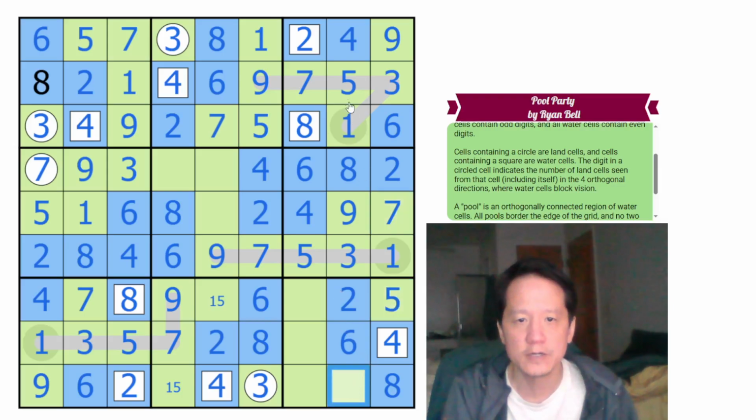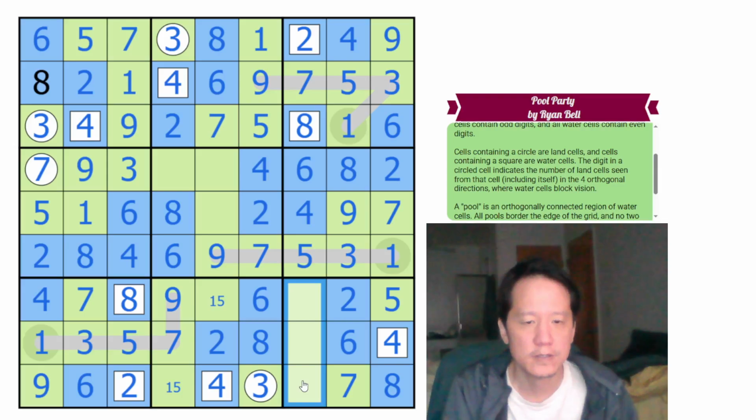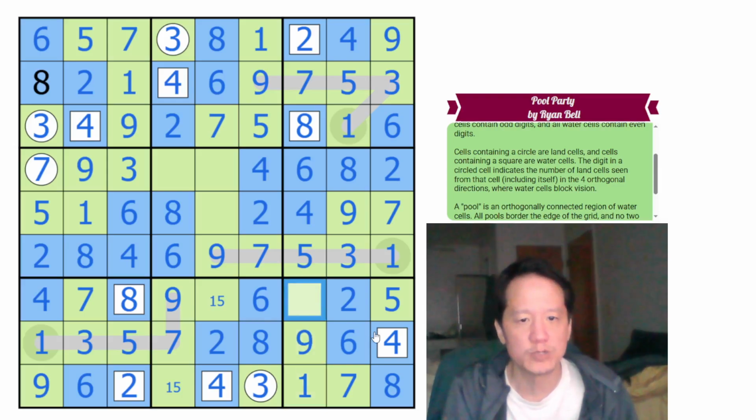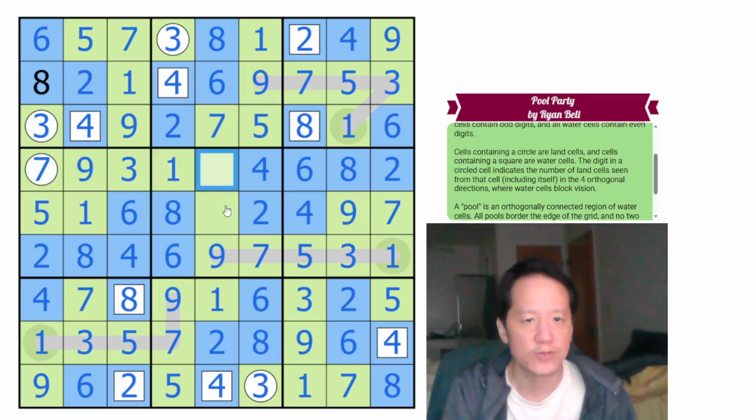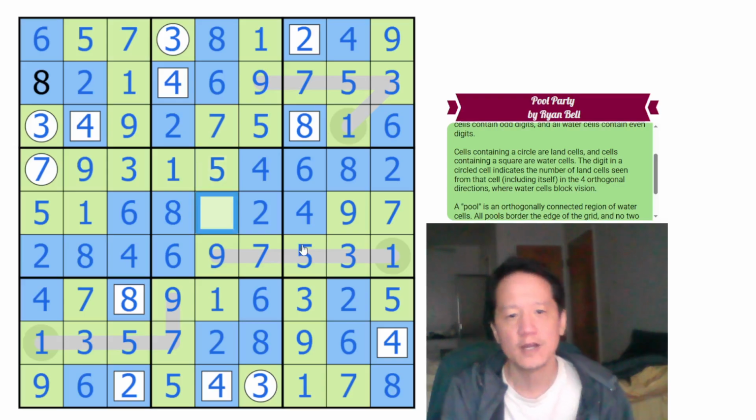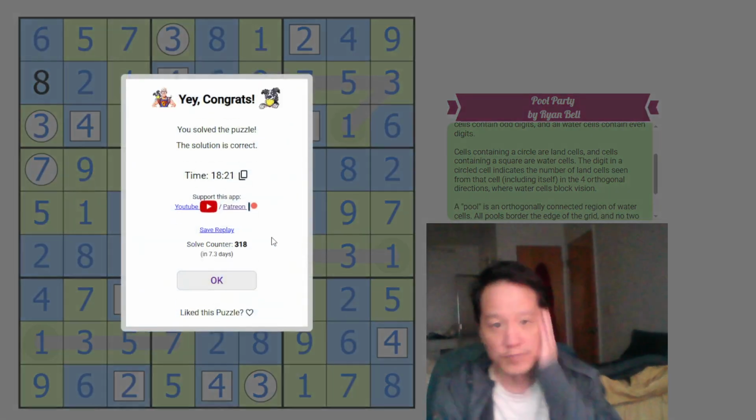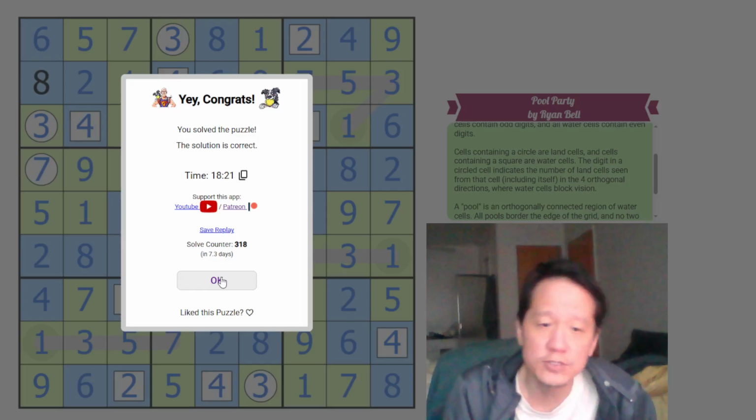Remaining digit here is a 7. Remaining digits here are 1, 3, and 9. But this can't be 3 or 9, so this is 1. This can't be 1 or 3, so this is 9, which makes that a 3. This 5 means this can't be 5, so this is 1, which makes that a 5. That leaves a 1 here, and then we have 5 and 3 remaining, which makes that a 5, and a 3 in the middle. And that's how you solve it.